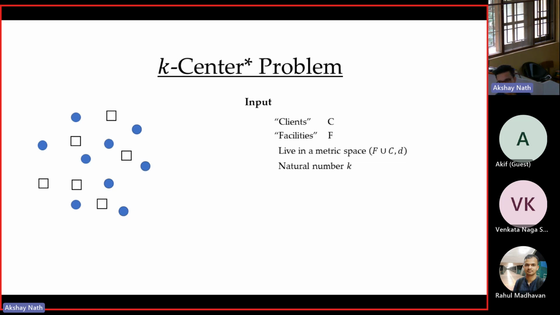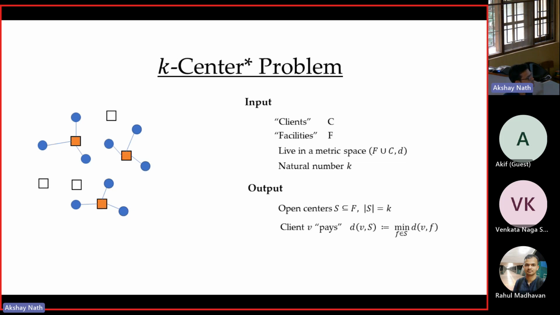That's the only thing I'll assume: the distance between A and B is at most the distance between A and C plus the distance between C and B. I'm also given this number k. The objective is to figure out k centers. I want to open k of these facilities. Once I open these facilities, every client travels to their nearest open center, and the distance a client pays is the distance that they travel.